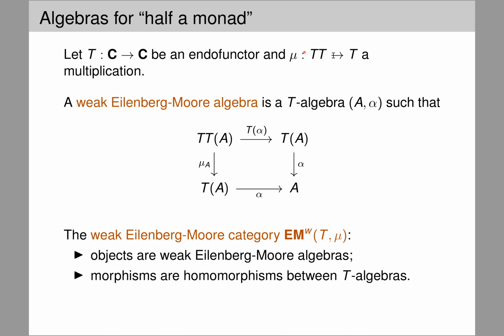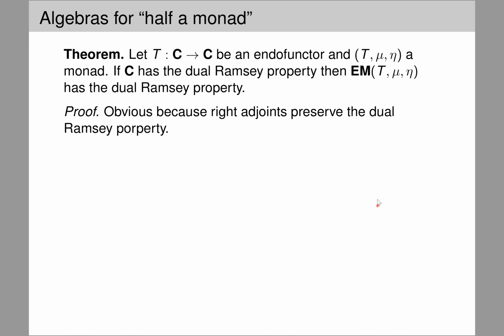So the main trick here is to just get rid of eta and speak about half a monad. It's just a functor and a multiplication, and then repeat the entire construction without the eta. So we call such objects weak Eilenberg-Moore algebras. They are built for weaker infrastructure, and we require less for each algebra. Nevertheless, we end up with the category of weak Eilenberg-Moore algebras, and morphisms are again homomorphisms between T algebras.